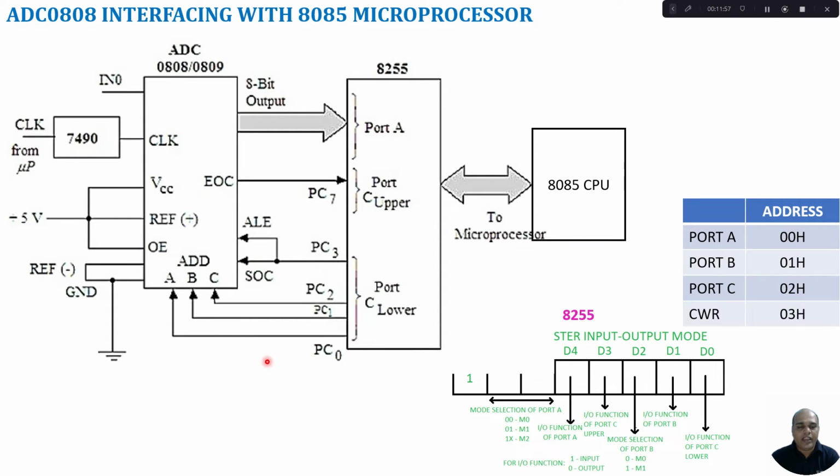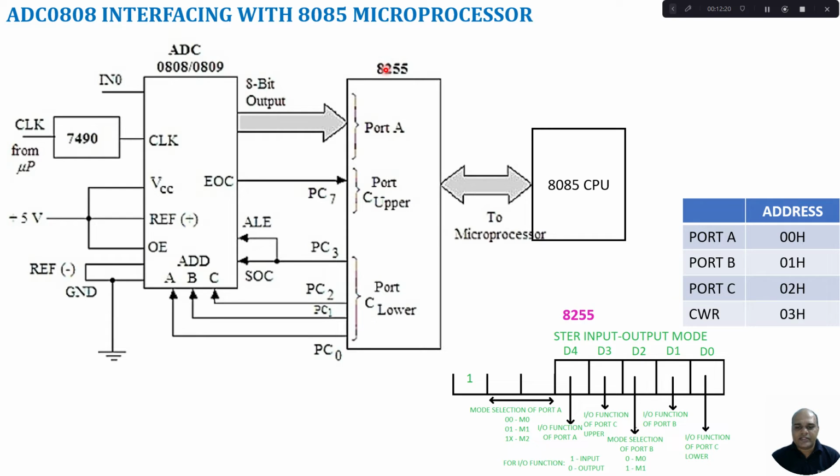So now let us see how to interface this ADC0808 with 8085 microprocessor. So here we have a 8085 microprocessor. It is connected with the 8255, which is a programmable peripheral device. So please look at my earlier tutorial on programmable peripheral device to have a better understanding.